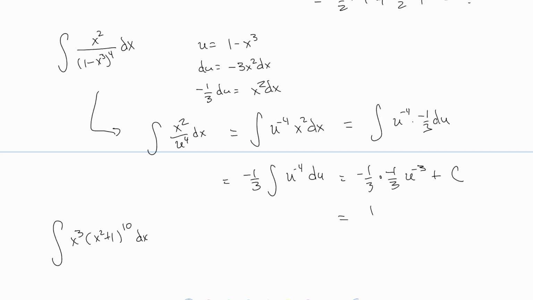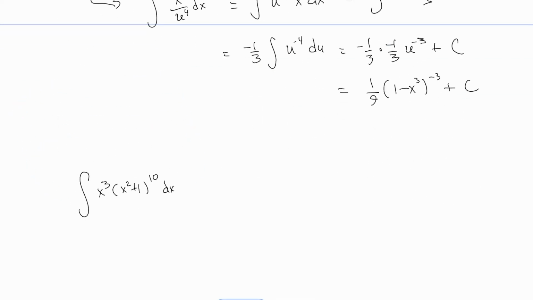And this all ends up being 1/9. I put the x's back in, 1 minus x cubed to the minus 3. Does that look all right? I hope that's what, as I was going around, that seemed to be what most people were getting. All right, great. Let's do this one.